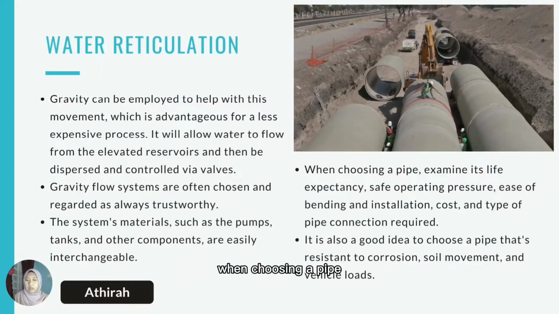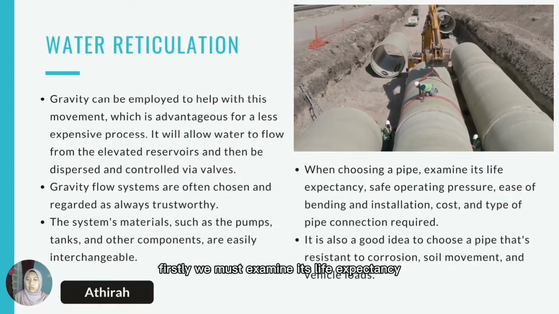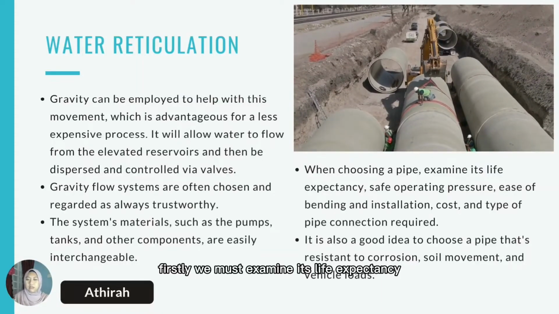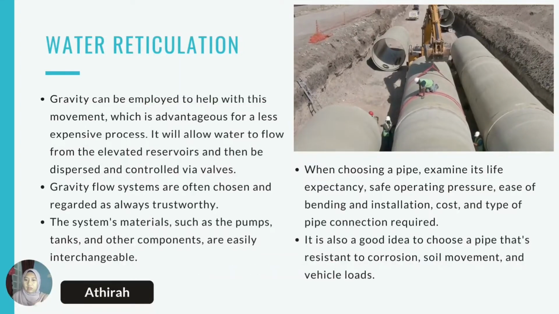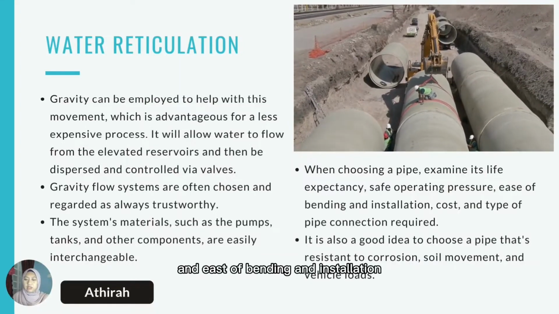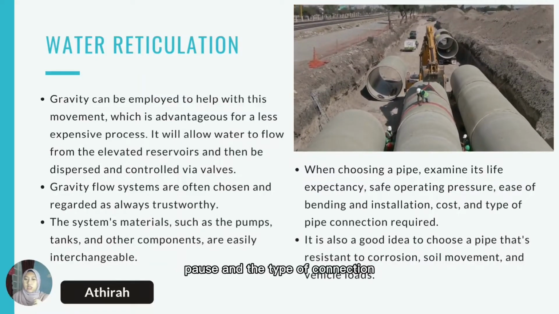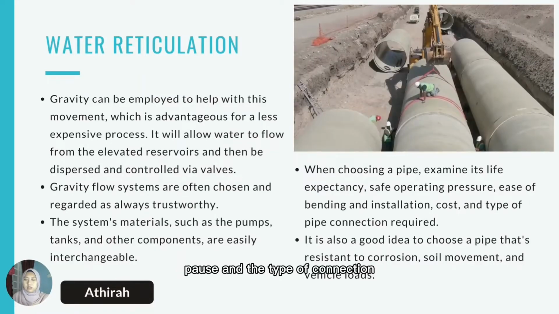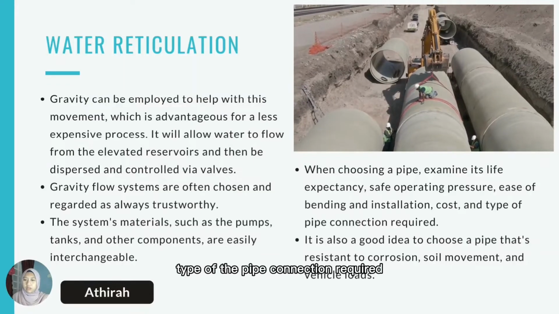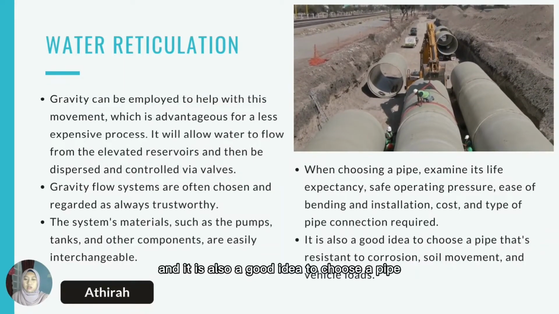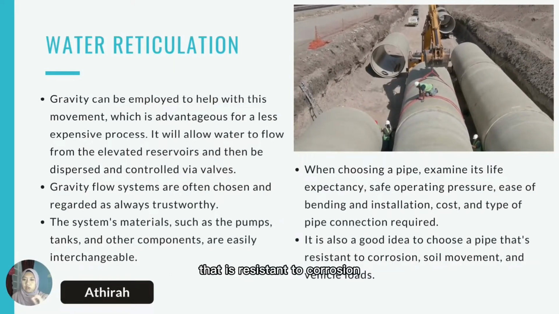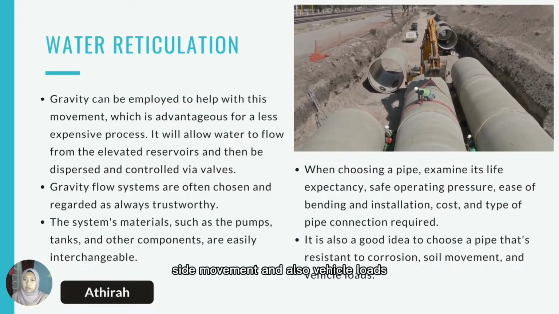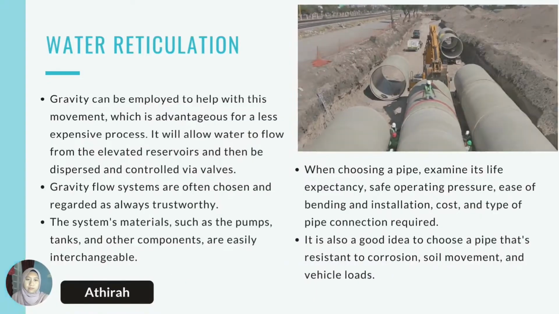When choosing a pipe, firstly, we must examine its life expectancy. Next, safe operating pressure and ease of bending and installation, cost, and the type of the pipe connection required. And it is also a good idea to choose a pipe that is resistant to corrosion, soil movement, and also vehicle loads.